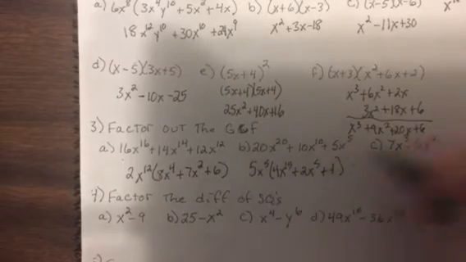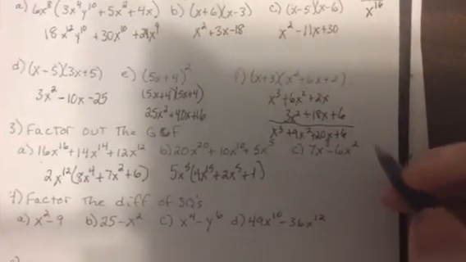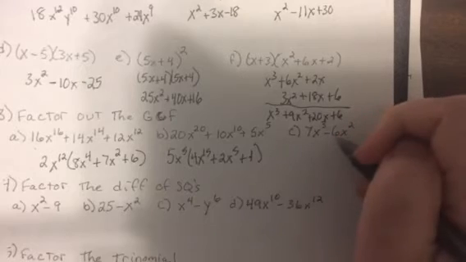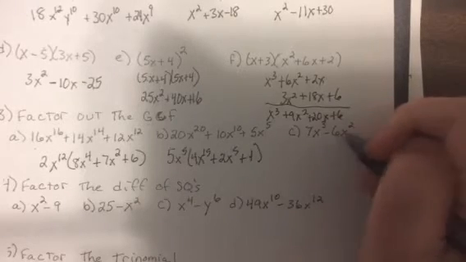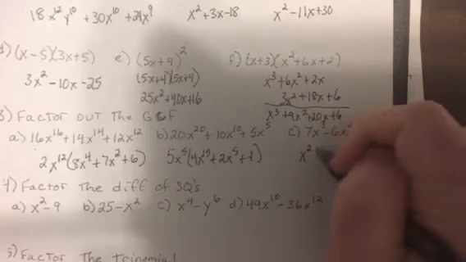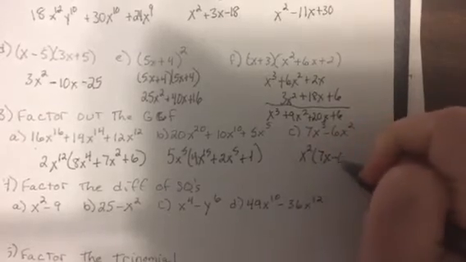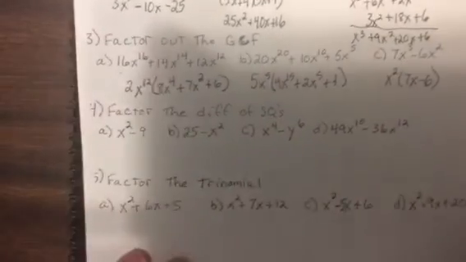1 times this is this. Then this, 6 and 7 have nothing in common, so it's the x is in both terms, so it'd be x squared. So it'd be 7x minus 6. Woohoo! This is pretty quick.